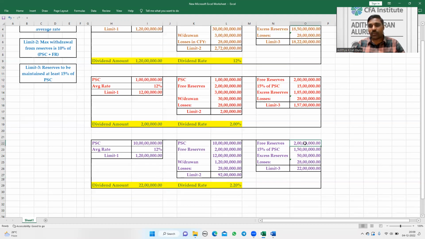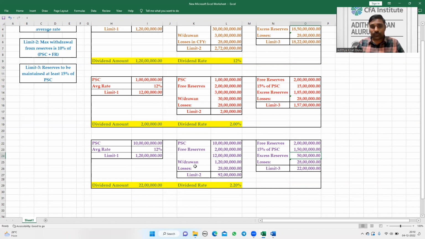If you look at the third limit, the 2 crores free reserves as it is, I'll take. Out of that, 15% will be 1 crore 50 lakhs. Excess reserves will be 50 lakhs. So over the excess reserves, I can withdraw only 50 lakhs, though limit 2 permits 1 crore 20 lakhs. Remember, limit 3 permits only 50 lakhs withdrawal.